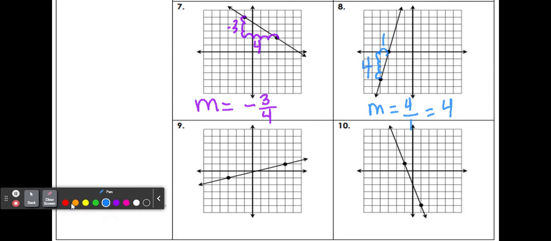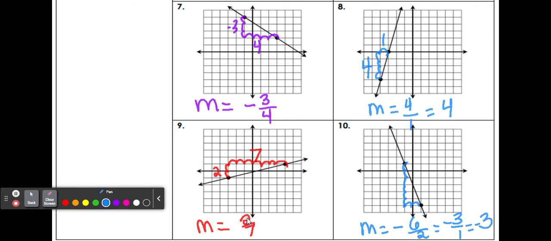All right, let's look at number 9. So I'm going up 1, 2. And I'm going right 1, 2, 3, 4, 5, 6, 7. And this is a positive slope. I'm going up and to the right, both positive numbers. Last one, number 10, I am going to go down 1, 2, 3, 4, 5, 6. And this is a negative slope, so I know I'm going to go down 6 and then right 2, and that simplifies to 3/1, which is -3.